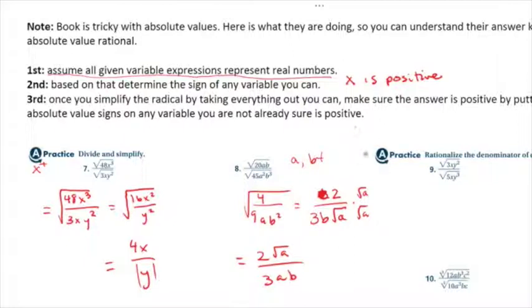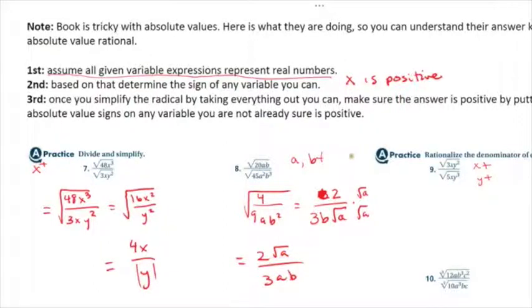So on this one, as I look at this, I know that X must be a positive number because these 3 things multiplied together are positive. So X must be positive. And since X is positive, I know that Y must be positive. And so given those pieces of information, then I can go ahead and simplify this.